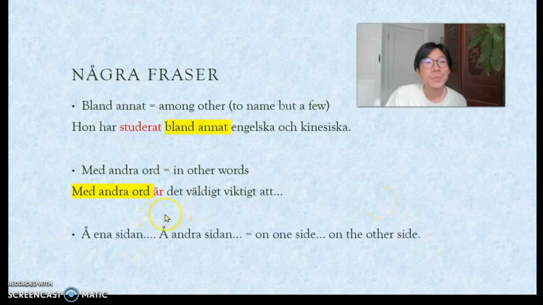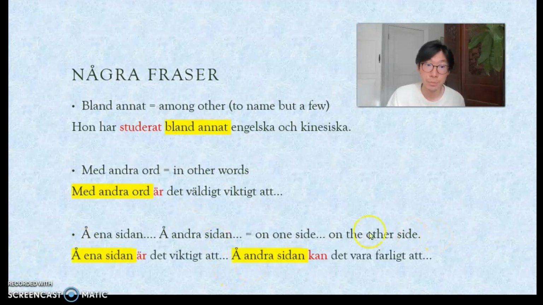Okej, nästa. Å ena sidan, å andra sidan. Å ena sidan betyder on one side, å andra sidan on the other side. But do think about that in Swedish, actually on means på. The name for on is på, but only for this expression, we don't use på. We use å. Å is actually an old version of på in Swedish. So here we would love to keep the old version, the tradition, so we don't use på. We use only å. Å ena sidan, å andra sidan.